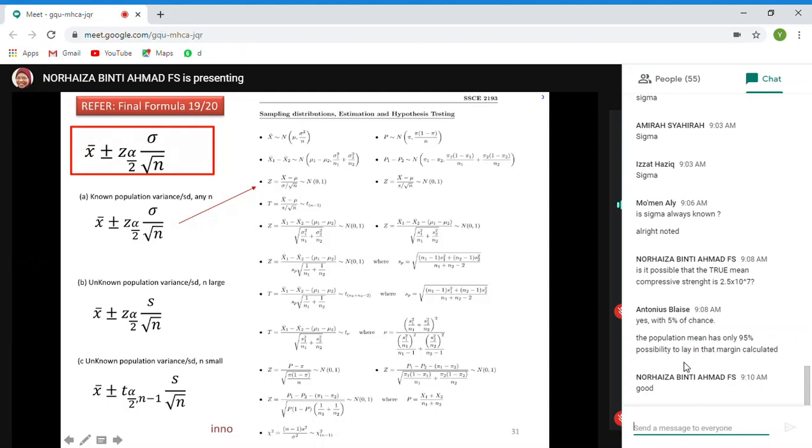If you look in your table, this is actually the margin of error. The Z times sigma over square root of n is the margin of error for this one, and you can find the margin of error of this confidence interval from here. Also for a t distribution you can use the margin of error here. So you can construct your confidence interval easily just by looking at the formula sheet.